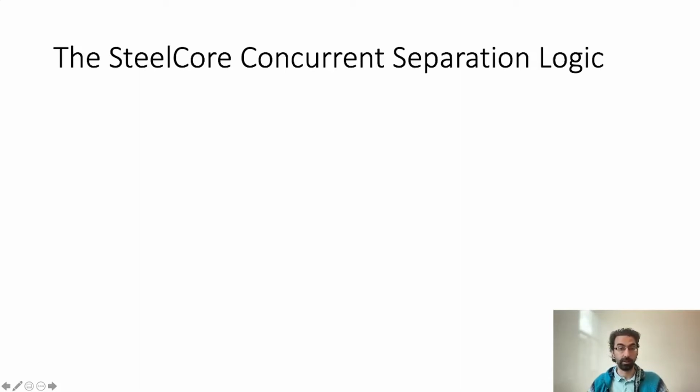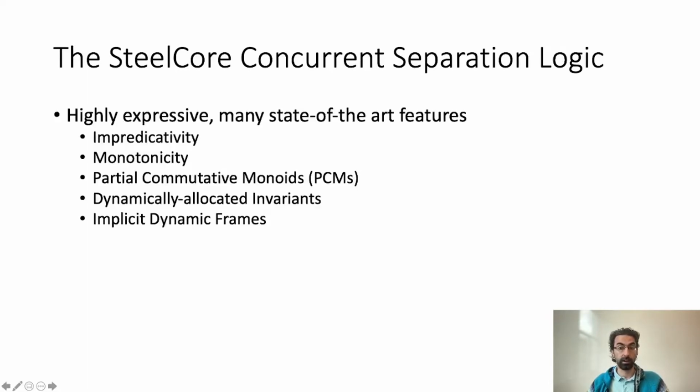STIL core has many features that you expect from state-of-the-art concurrent separation logics. It is an impredicative logic which provides all the standard separation logic connectives such as star, magic wand, conjunction, or quantification. Its memory model is based on partial commutative monoids, and it also supports reasoning in a style akin to implicit dynamic frames, while also enabling the use of dynamically allocated invariants in concurrent programs.